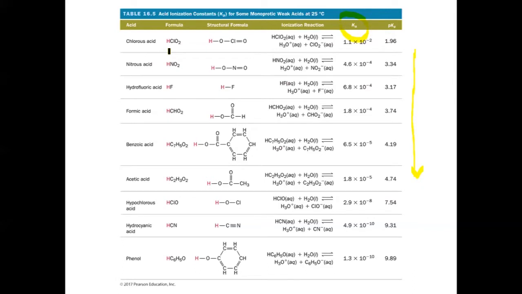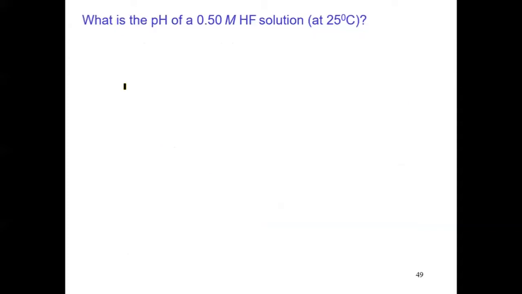So what I want to start with today is showing how you do a calculation of pH for a weak acid. And we're going to choose hydrochloric acid for this example, all right? So that's going to be our next one here.